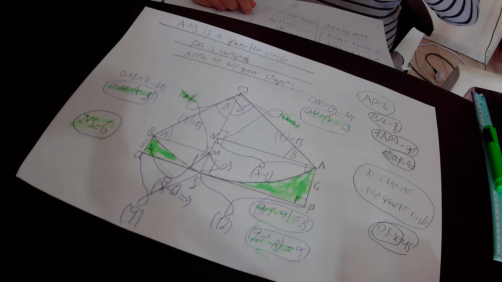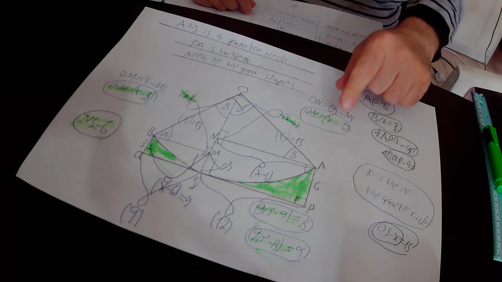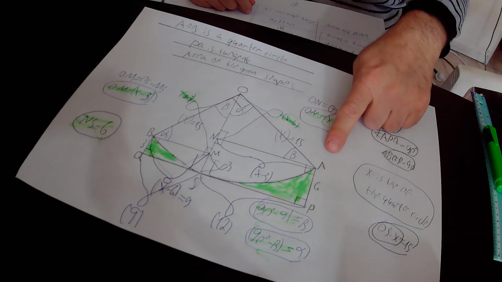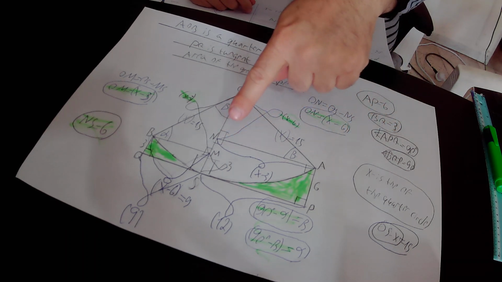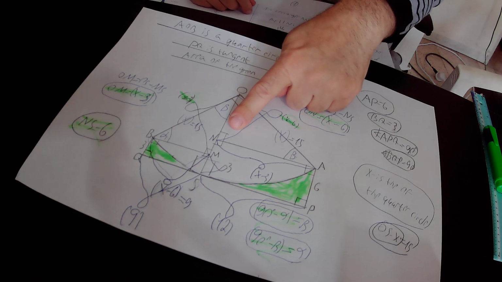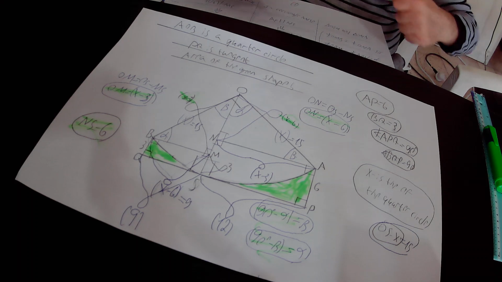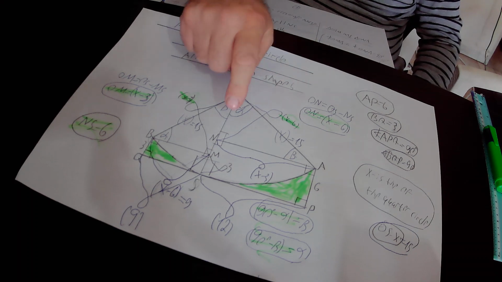In the next step, we did another construction, that is to say, from point A, we drew a perpendicular on OS. So this angle equals 90 degrees, and this angle equals 90 degrees according to our construction. We define the touching point of the perpendicular from point A and OS as N.